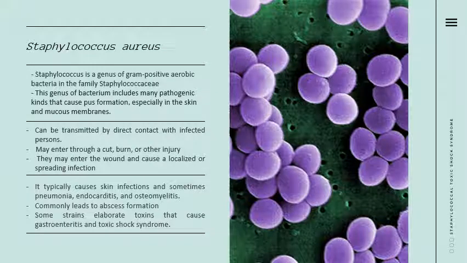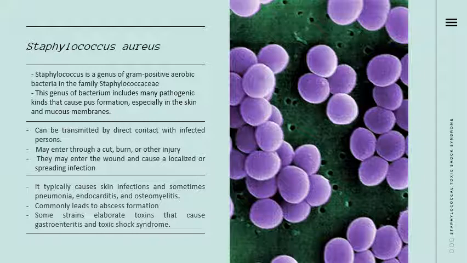Staphylococcus is a genus of gram-positive aerobic bacteria in the family Staphylococcaceae. This genus of bacterium includes many pathogenic kinds such as the Staphylococcus aureus and may cause pus formation especially in the skin and mucous membranes.